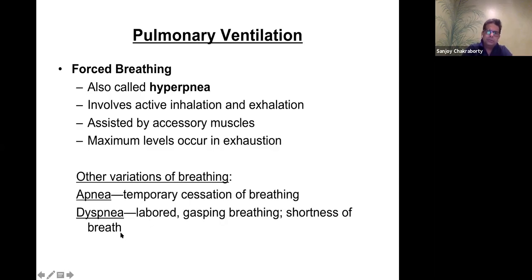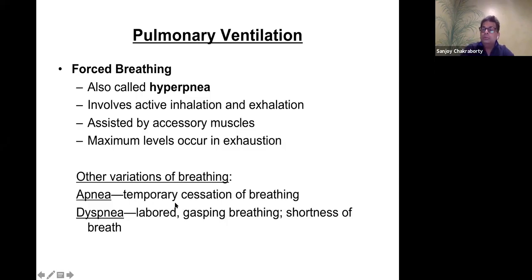Then I mentioned two different types of breathing because a lot of questions come about apnea and dyspnea. You don't need the mechanism here. These are the defects, or I would say these are the changes in homeostasis. For example, I'm sure you have heard the word sleep apnea. Apnea means cessation of breathing. So during sleep, some people have that, the breathing ceases for a little bit of time.